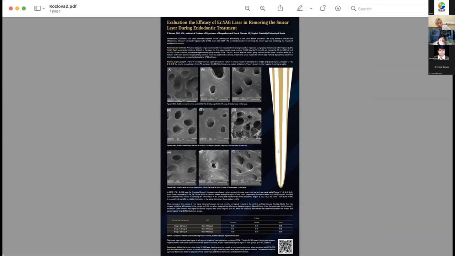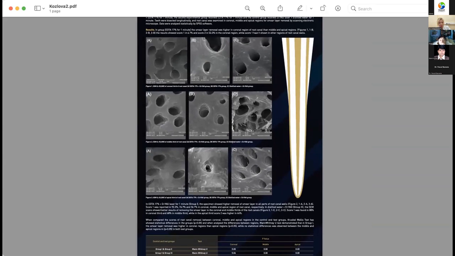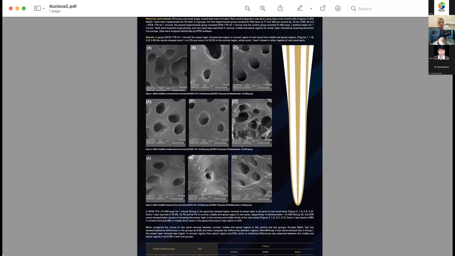Statistical analysis. For comparison between the control and test groups, Mann-Whitney tests were used. For comparison between the 3 parts of the root canal, the Kruskal-Wallis test was used. We can see here in the poster, I tried to put everything, but for the presentation maybe it will be better to place the information differently. But here we can see our results under the SEM investigation.